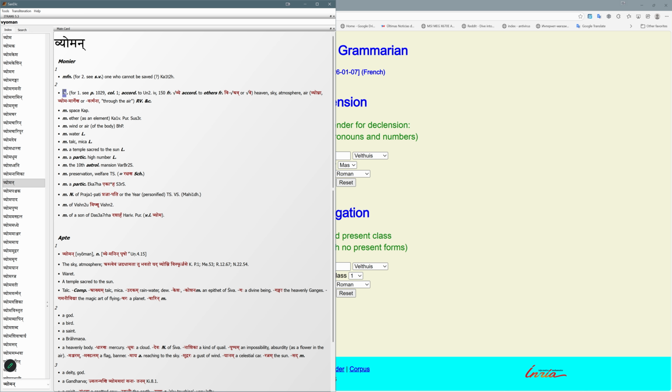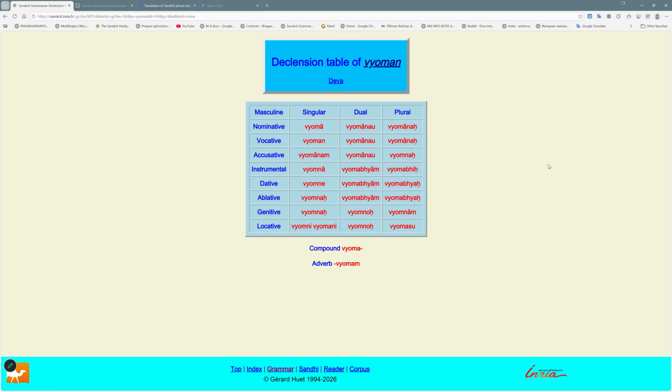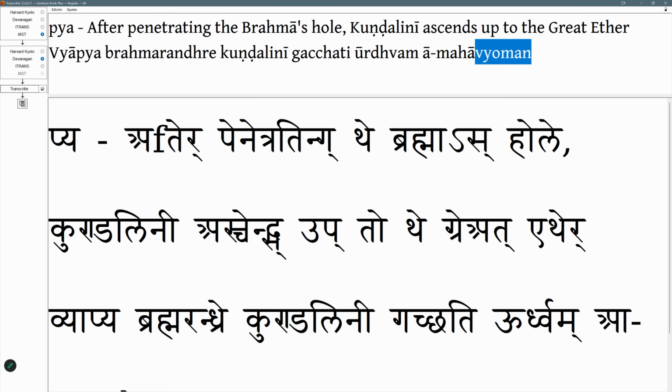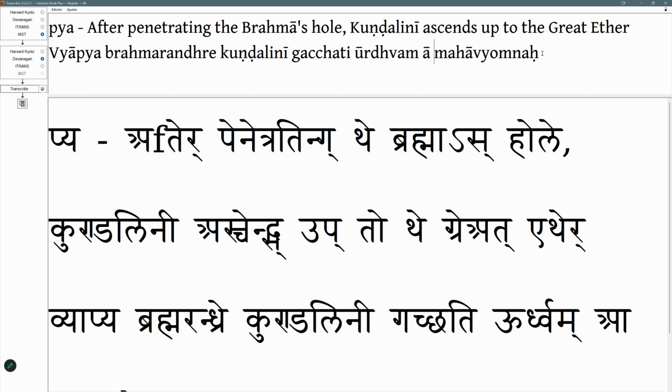Is the masculine gender, tiene género masculino. So, Vyoman, masculine gender. I need ablative, necesito el ablativo. Ablative, Vyomnaha. Okay, singular ablative. Vyomnaha. Muy bien. Tengo el ablativo. Vyomnaha. If it's ancient Sanskrit, I separate a. But because I'm writing in modern Sanskrit, I join a: Mahavyomnaha, up to the great ether.